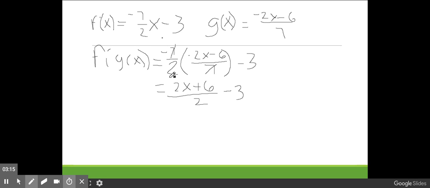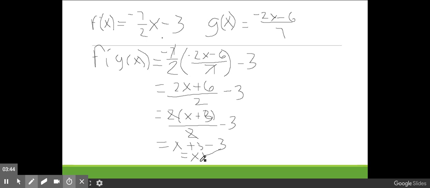Now on top here, we can factor out a 2 and get 2 times x plus 3, over 2. These 2's cancel. So we're left with x plus 3 minus 3. So x plus 3 minus 3 gives us x. So check, f of g of x equals x.